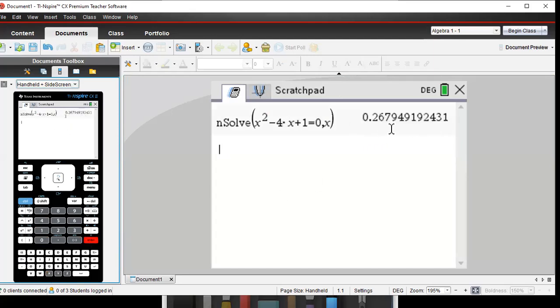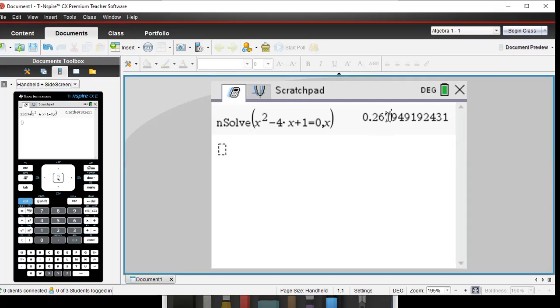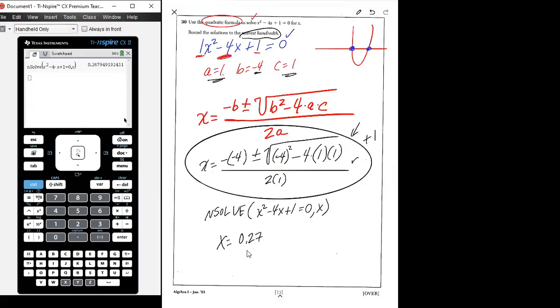And so this is the answer that I get. You should notice that this is not a repeating decimal. It doesn't have a pattern. So this is an irrational number. And so they wanted us to round it to the hundredths. So the hundredths place is the 6. So you look to the right, that number is greater than 5. So one of our solutions is going to be x equals 0.27. So if we go back to my iPad, I'll just show you one of the answers is x equals 0.27.